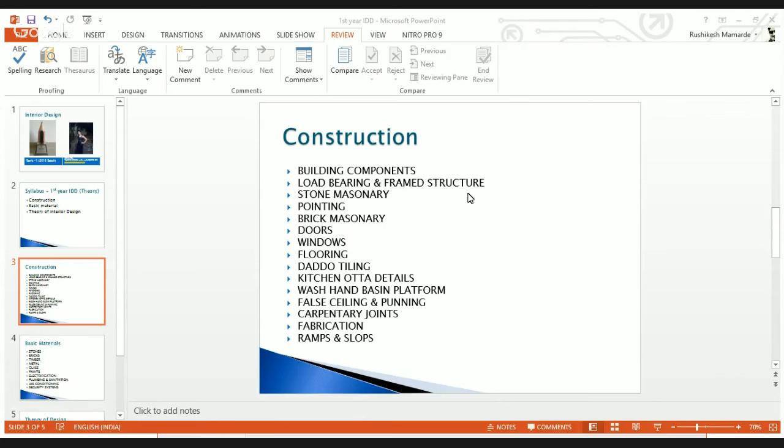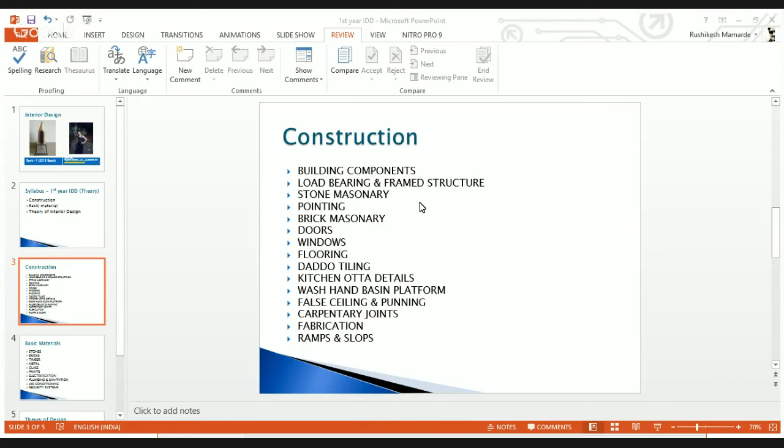Load bearing structure is the structure where the walls bear the load, and the frame structure is where there are columns that are bearing the load of the whole structure. The walls don't need to carry the load of the whole building. Walls are carrying loads of their own, and the whole load is transferred into the soil through the columns. That comes under the frame structure. Yeah, we will discuss these things also later.